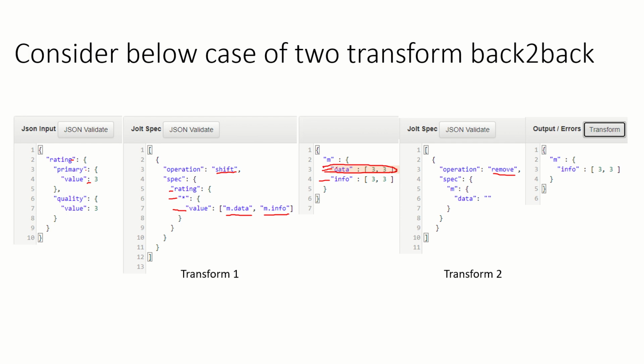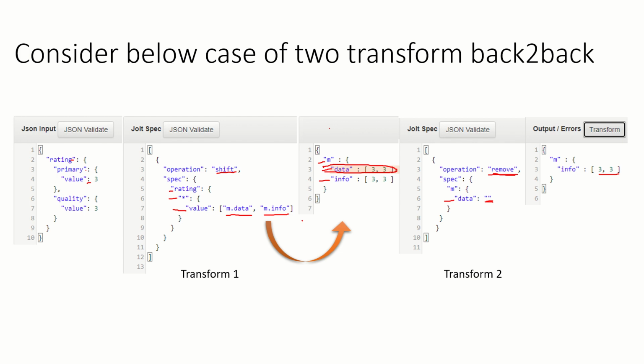In that case, this output will become an input to my second Jolt spec, where I will say go into m, inside that look for data, and then remove, because I specified the operation as remove here. When you specify a blank in front of data, m.data, it will go and look for m and the field data and remove it. So it will become m.info, and it will be like this.